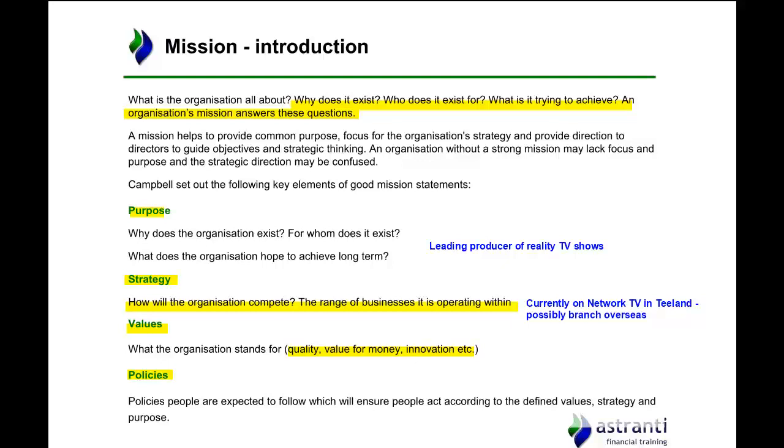They garner a very large segment of the viewing public, and therefore there's a lot of opportunity for the networks to then sell advertising space during those shows. And finally, policies. Now, these are things that people who work within your organization are expected to follow. So your defined values, your strategies, your purpose, etc.